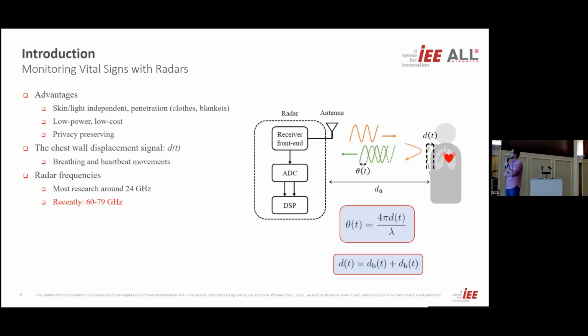How do they work? Of course, now you are almost radar experts, given the nice talks that we had today. The radar simply transmits some kind of waveform and gets the reflections which are coming back. Those reflections are modulated by the chest movements, so the radar is basically seeing the chest movements. We can look into the phase of our received signal to try to extract the chest movements, and from that, we can calculate the frequencies that we are interested in. Most research is around 24 gigahertz, but due to the automotive industry, we are migrating to 60 and 79.